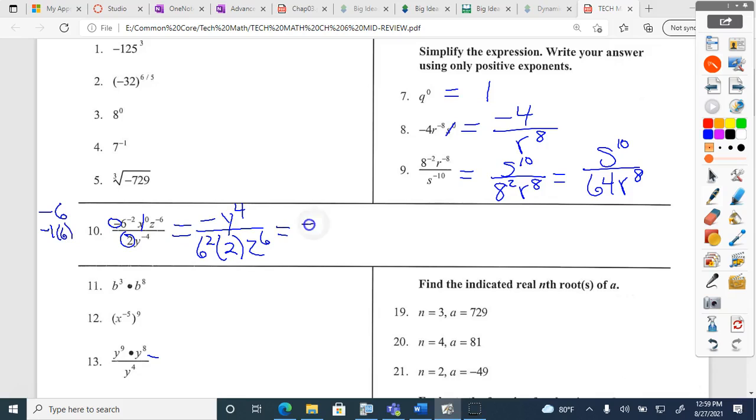So that's going to stay negative y to the 4th on top over something z to the 6th. What is 6 squared times 2? 36. 6 squared times 2. 6 squared is 36. What's 6 squared times 2? 72. Okay? That would be your final answer right there.